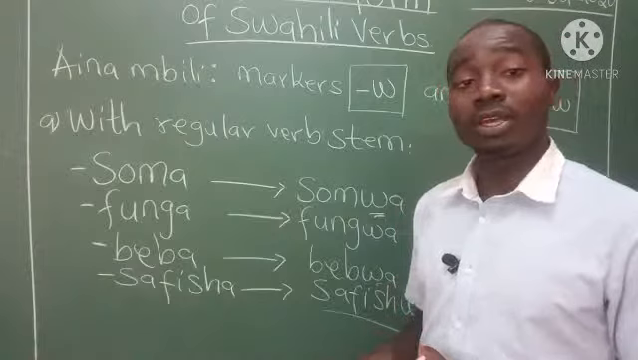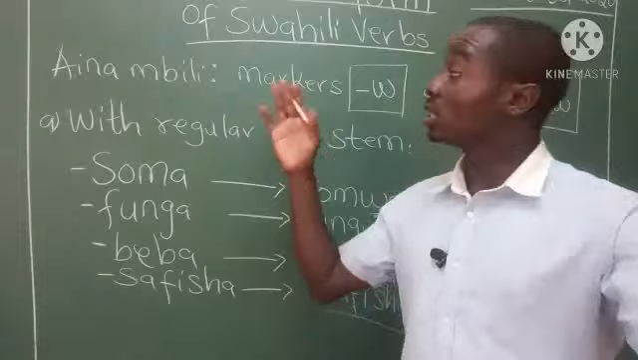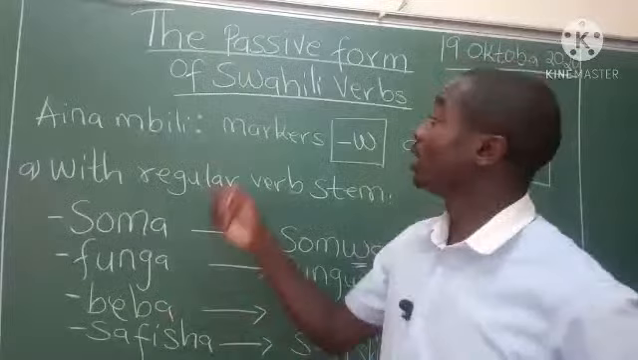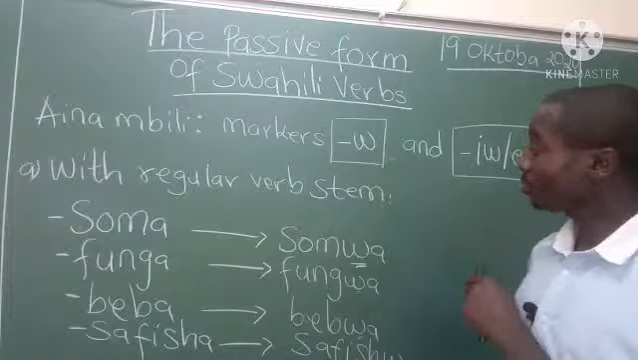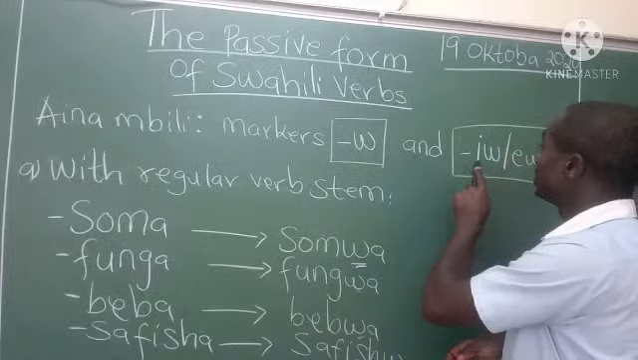Sawa, just changing into the passive form of the verb. Now here, this is just the first part of this video. The topic, I have just hidden it. Let me adjust so that you can see the topic. The topic is the passive form of the Swahili verb. So we have dealt with this one. In the next video, we'll deal with this E sound.